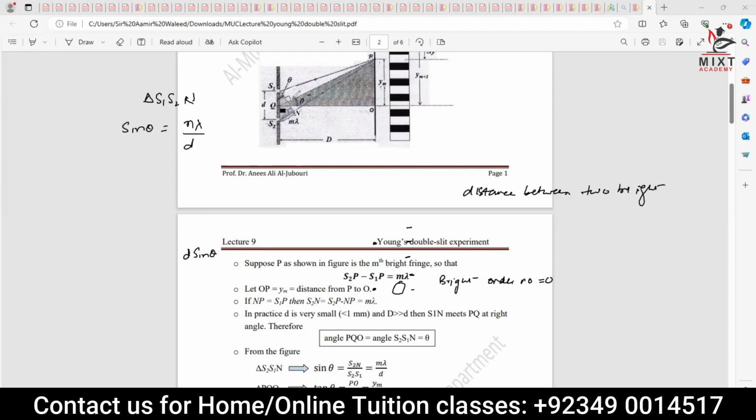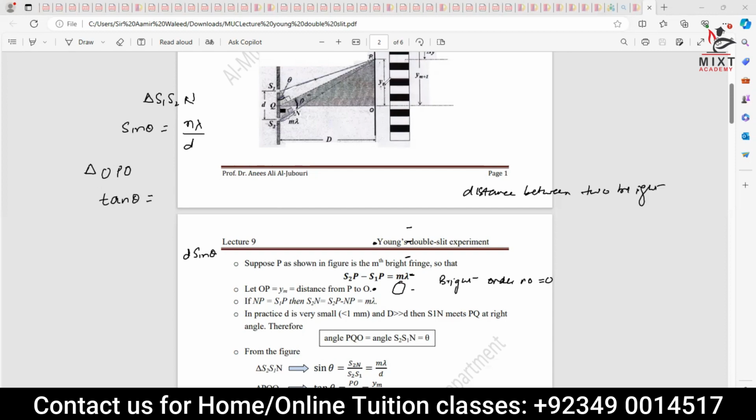Now, if I apply a tangent formula here, I'm talking about this big triangle, triangle QPO or PQO, whatever. If I apply tangent theta, because what we believe is this angle and this angle are equal, so tangent theta is equal to. Now, let's see the diagram here. This is very important actually. What does this thing mean?